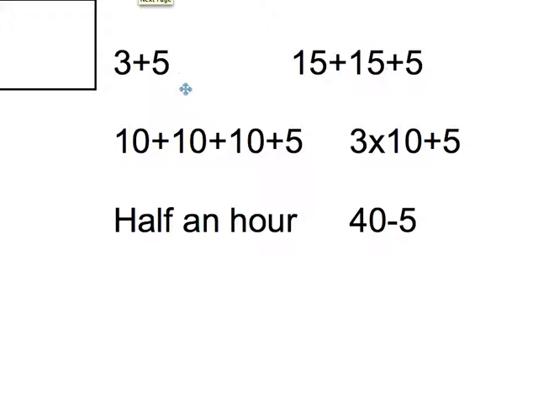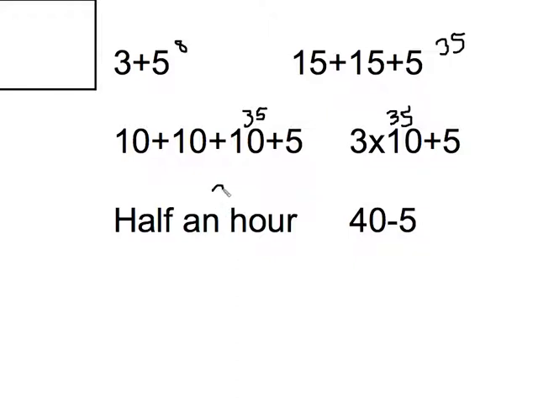Let's try to solve this one together. First thing it told me to do was to figure out the name of each individual equation. 3 plus 5 equals 8. 15 plus 15 is 30, plus 5 is 35. 10 plus 10 plus 10 plus 5, that's another 35. 3 times 10 is 30, plus 5 is 35. Are you starting to notice a pattern here?